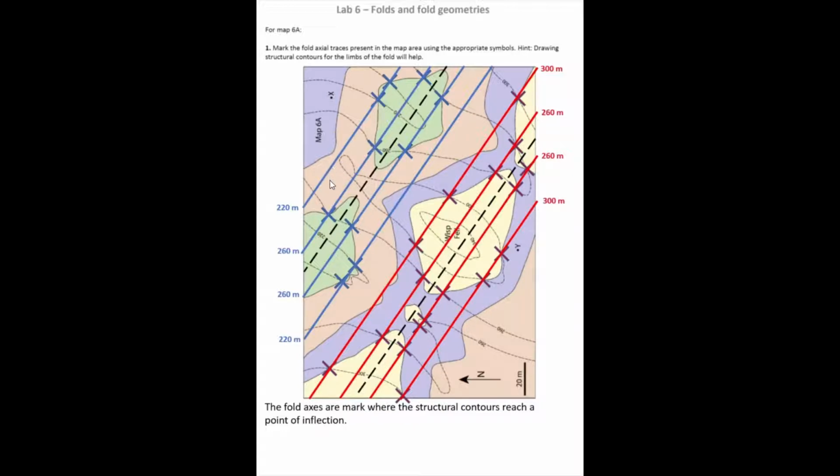Whereas the fold that's highlighted by the blue structural contours, we start at 200 here, we go upwards to 260 towards the fold hinge, and then once we cross the fold hinge we start going down again. So this is an antiform. So we can use those different symbols. A synform, the arrowheads are pointing together, and an antiform, the arrowheads are pointing away from each other, and that allows us to distinguish different types of fold axial trace on a map.